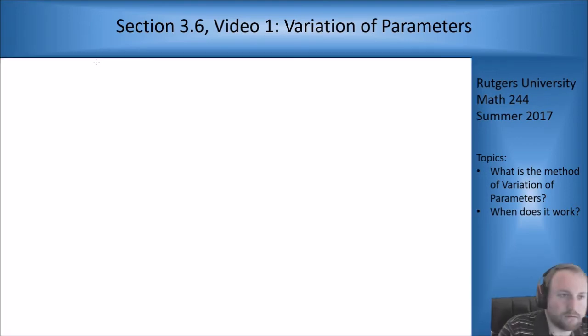It tells us that we can always find a solution, and it gives us a way to find the solution, even if we may not be able to solve it explicitly every time. So it's going to be a little bit of a longer video going through the whole method, but let's go ahead and get started. We're talking about the variation of parameters method.